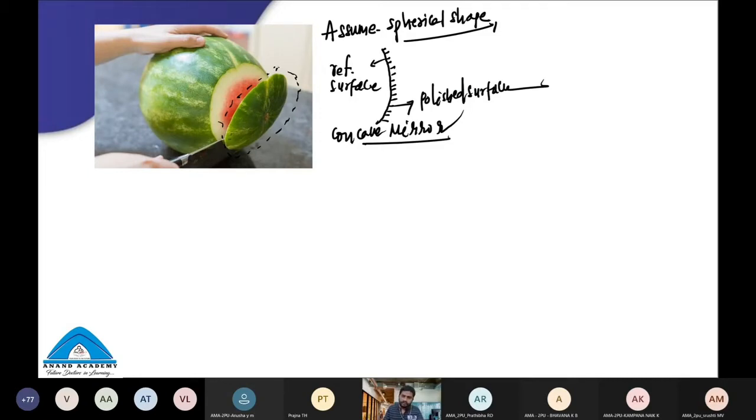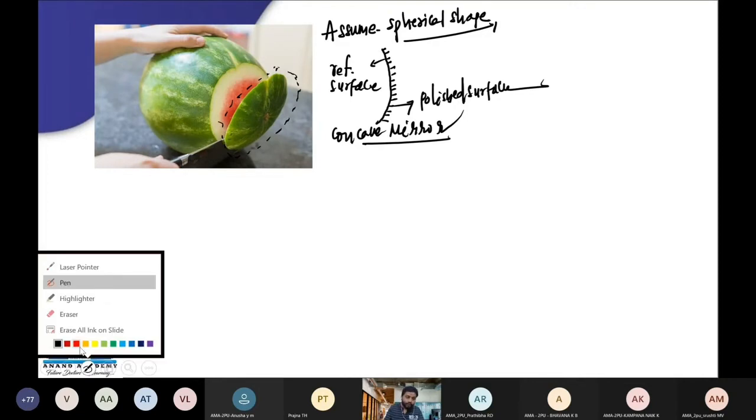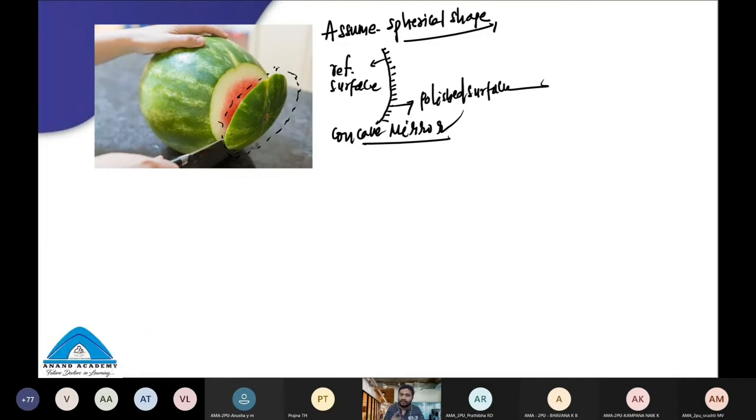All right. Now, why I have taken this example, you will understand now. The concave mirror is a part of a sphere. Yes or no? Students, tell me. This is the sphere, okay? And if you assume the sphere, this sphere will have a center, and this sphere will have a radius. I hope you got the point, students.